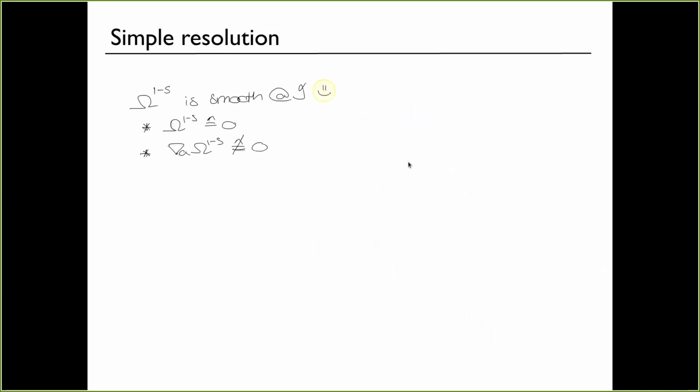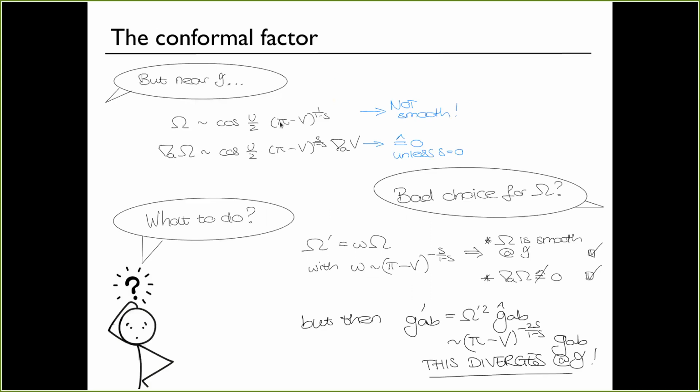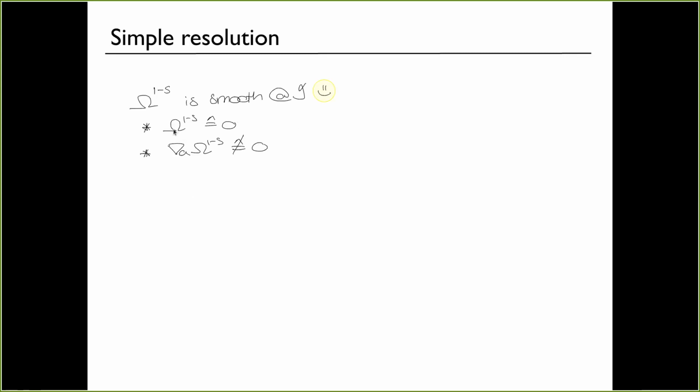So if we look at omega, we saw that it has all these problems, but omega is not smooth. Omega to the power 1 minus s is in fact smooth, right? This factor now does become smooth. And of course, if omega is 0 at scri, omega to the power 1 minus s is also 0. And it also nicely resolves the issue of the gradient being 0 everywhere. So now if you look at the gradient of this factor, it is indeed non-zero on all of scri.